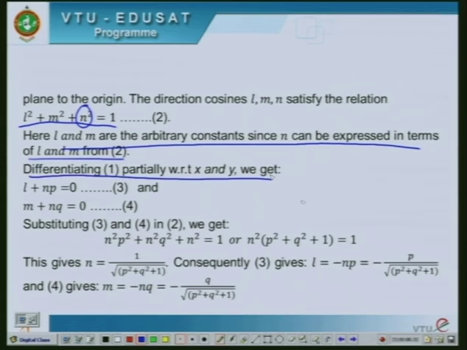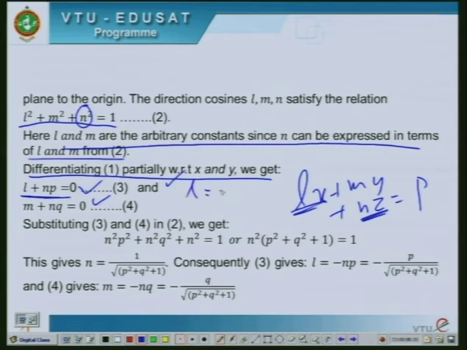Go to equation 1, which is lx plus my plus nz equal to capital P. Differentiate partially with respect to x, you get l plus np equal to 0. Differentiate partially with respect to y, which gives you m plus nq equal to 0. Substitute these two, find l from this. What is l? l is minus np. From equation 4, m is minus nq.